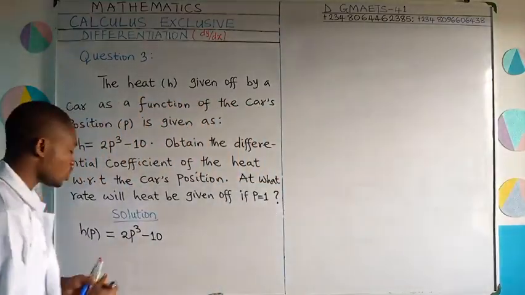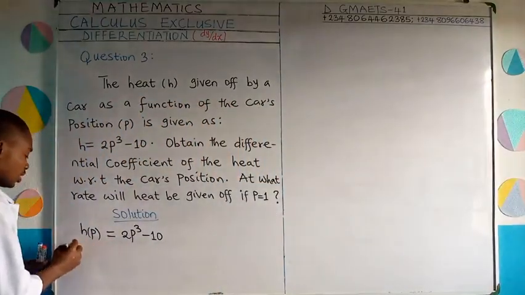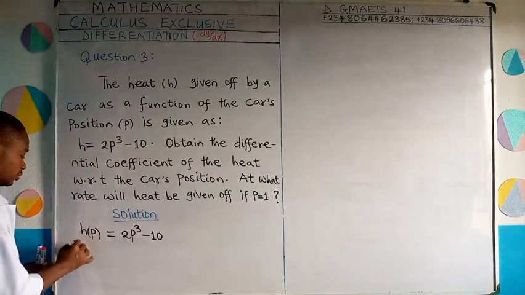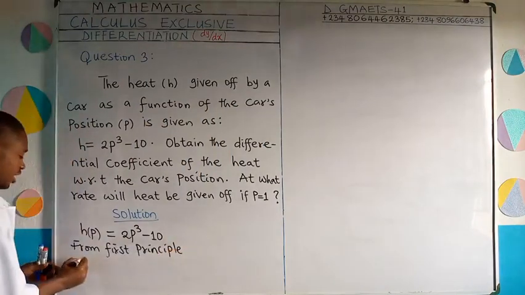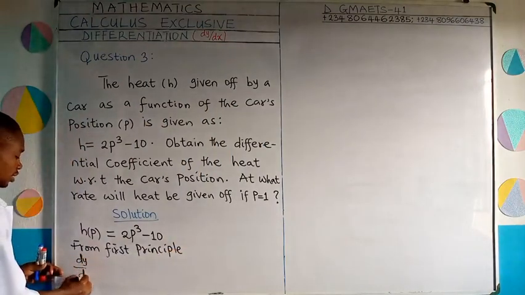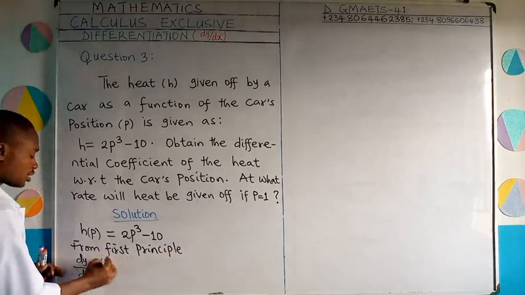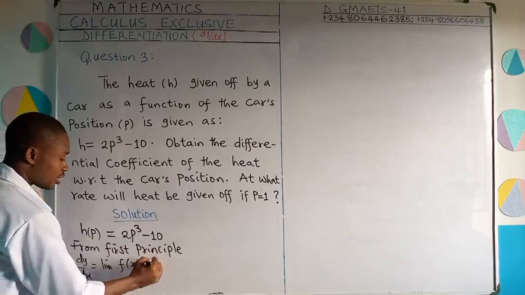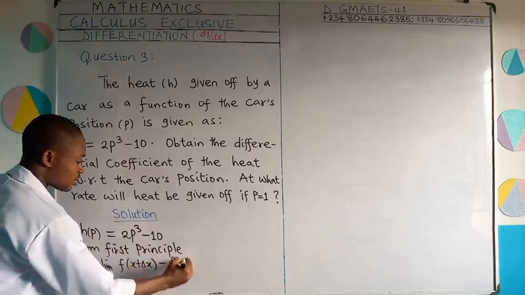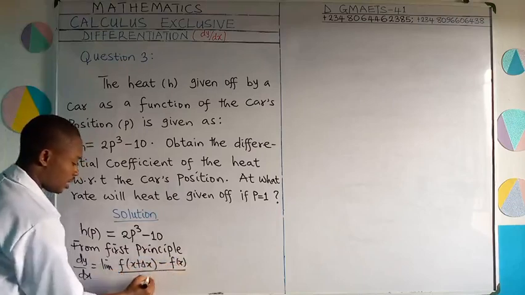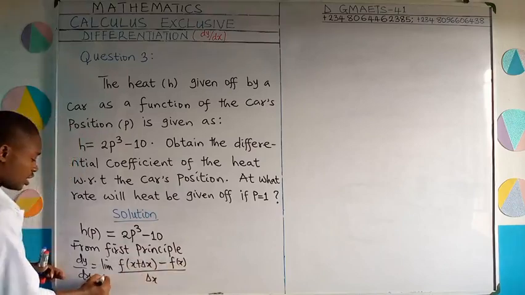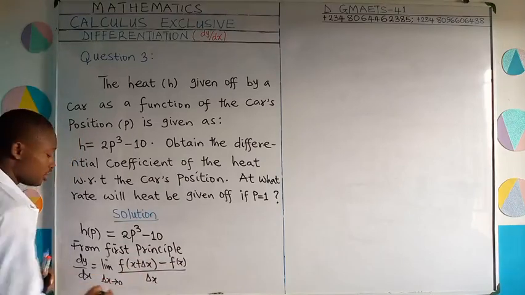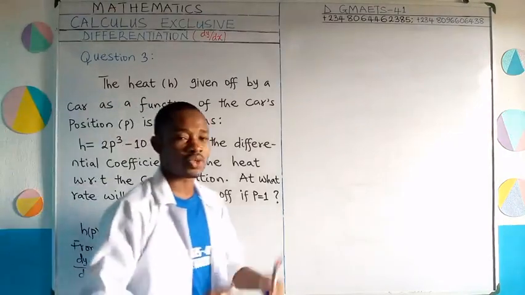Now I'm going to solve this question using the first principle formula. We know from first principle, we have that dy/dx is equal to the limit of f(x + delta x) minus f(x). Now I'm going to divide all of them by delta x, given that delta x is approaching 0, tends to 0.